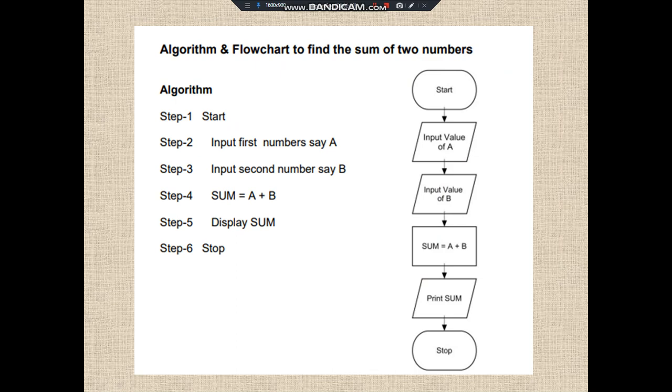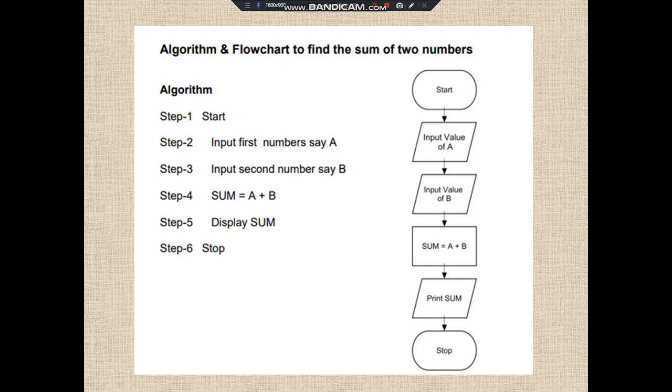So your first example is we need to find the sum of two numbers. The algorithm is given as follows. First step is start. After that we are taking the input from the user side: the first number will be taken from the user, then the second number. After that we are going to perform the addition of these two numbers, then display the sum, and the last one is stop. Now we are going to convert this algorithm into the flowchart.